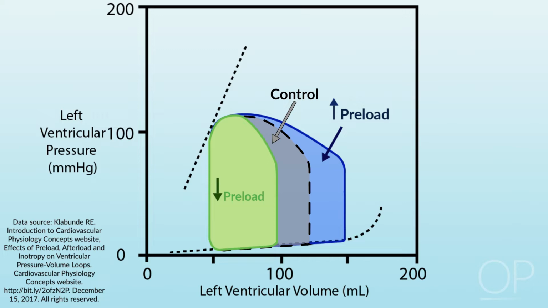Likewise, under the exact same conditions, if you increase the venous return, for example, by giving a fluid bolus, then you're going to see the blue box, where you've actually increased the preload. You've increased the area from C to D, and therefore you've increased the stroke volume and cardiac output.